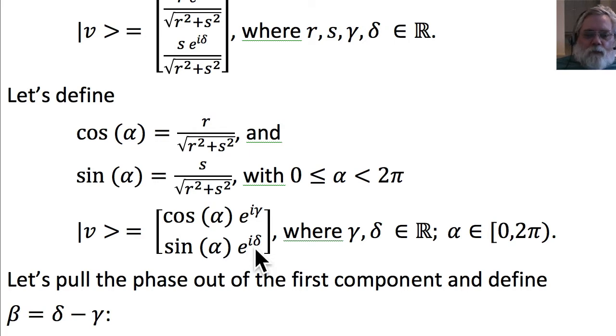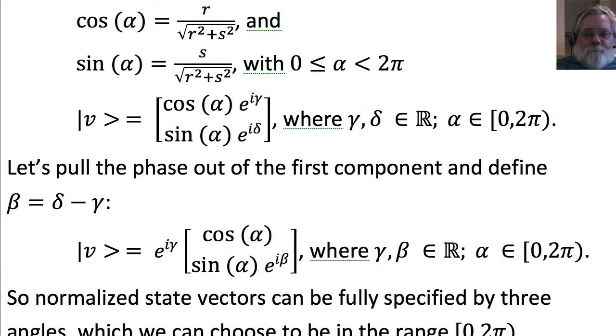And that's helpful. Now we have 3 numbers. And they're actually 3 angles. So that's interesting, and we can make a little progress yet. Let's pull the phase out of the first component so that we end up with a common overall phase, e to the I gamma.